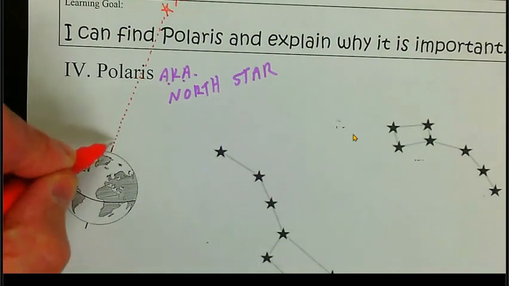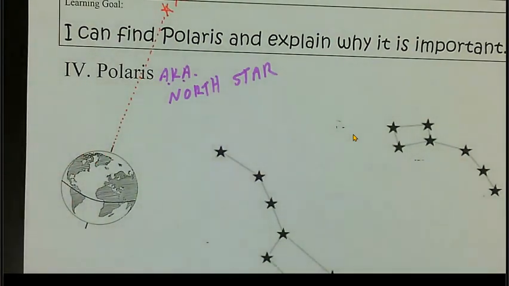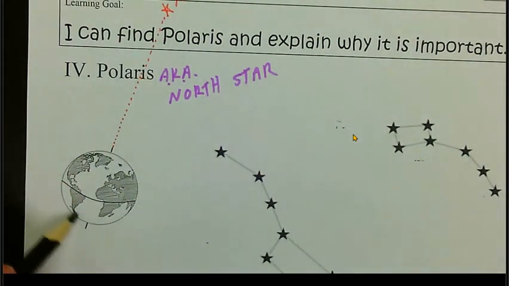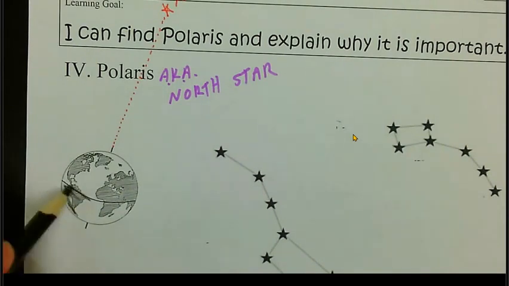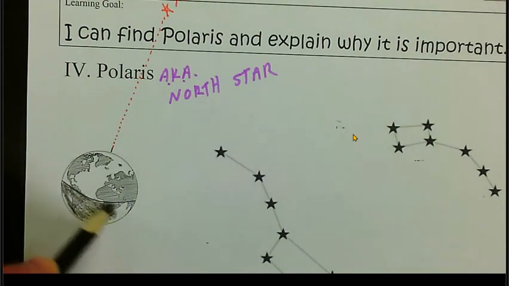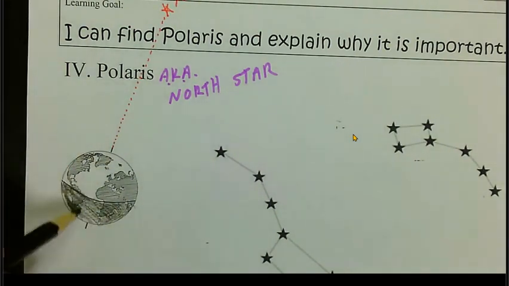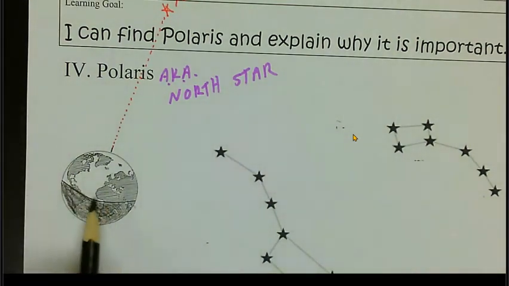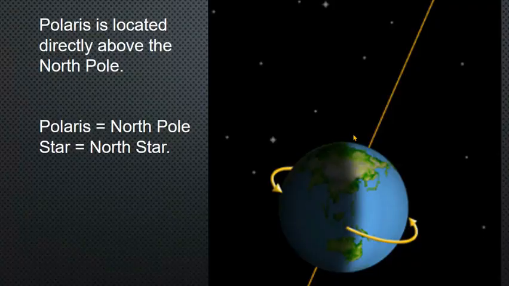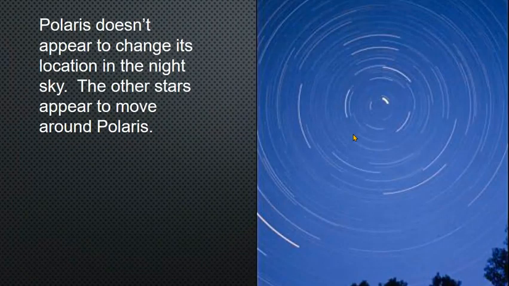Well, since it's located directly above the North Pole, that means anyone that lives here in the southern hemisphere is not going to be able to see it. So for the rest of our conversation about Polaris, whatever we say about Polaris is only going to be true if you're in the northern hemisphere. In the southern hemisphere, Polaris does not work. You can't see it from there.